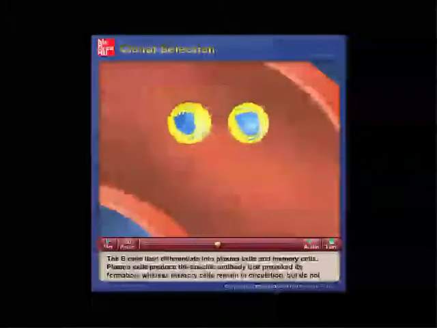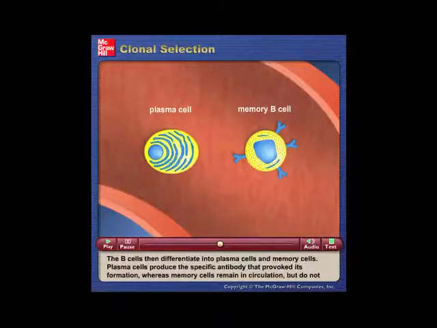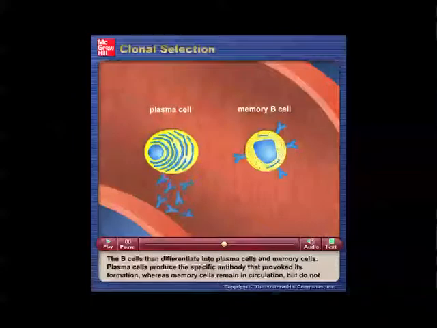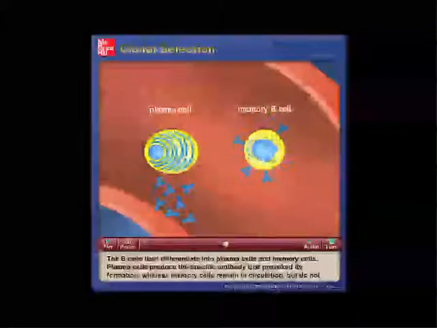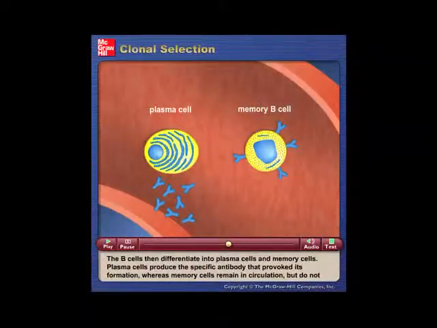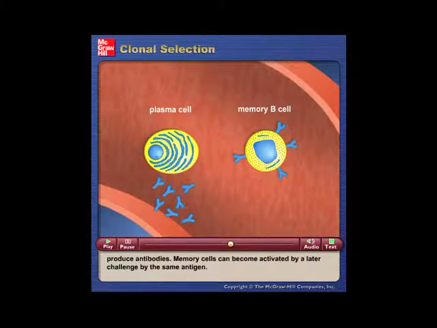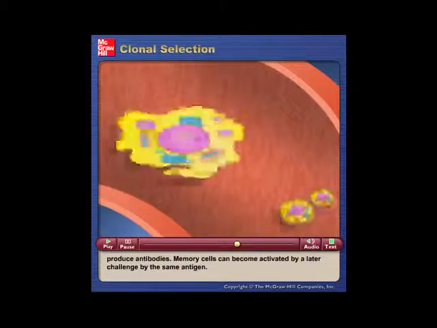The activated B cell swells and begins to divide rapidly, producing a B cell clone. The B cells then differentiate into plasma cells and memory cells. Plasma cells produce the specific antibody that provoked its formation, whereas memory cells remain in circulation but do not produce antibodies. Memory cells can become activated by a later challenge by the same antigen.